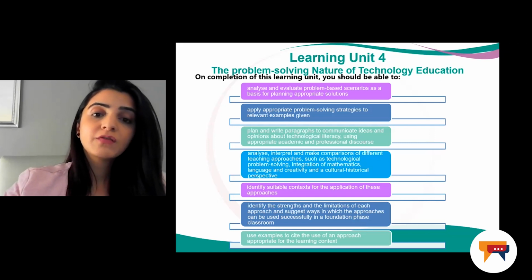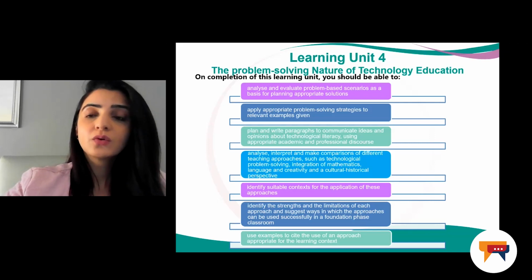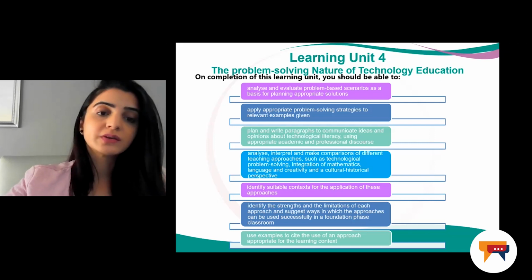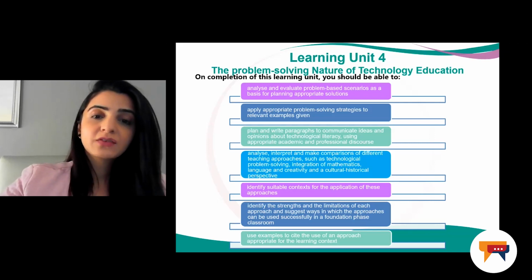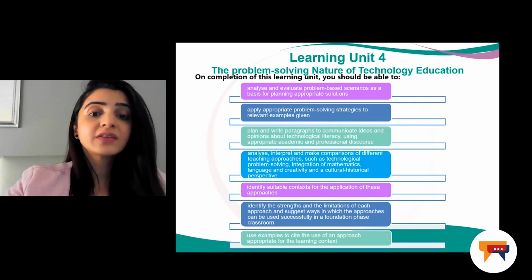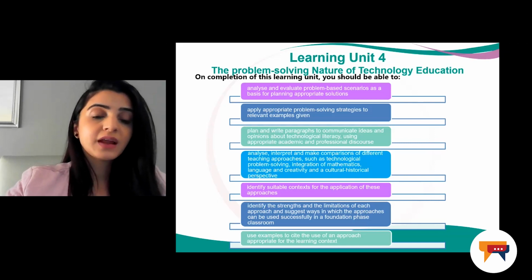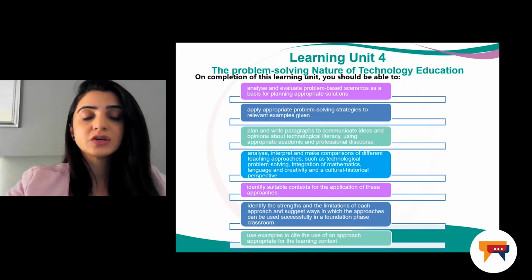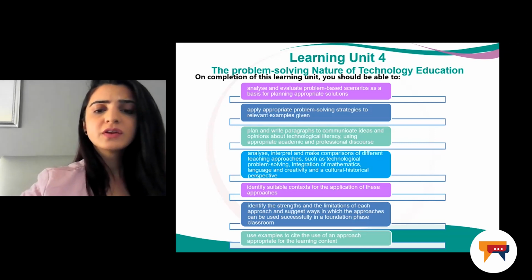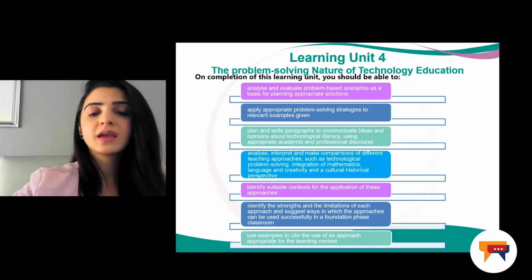So it's very important for you as a teacher to work through all these different teaching approaches, identify suitable contexts for the application of these approaches, and then again, identify the strengths and limitations of each approach. It is very important for you as an educator to know the strengths and limitations of each approach, and suggest ways in which approaches can be used successfully in the foundation phase.